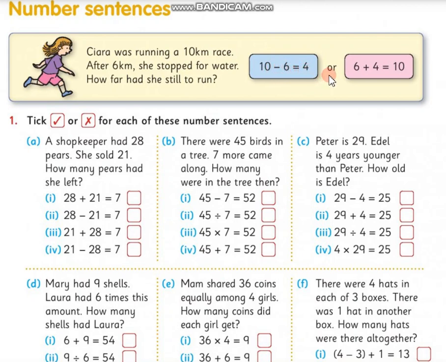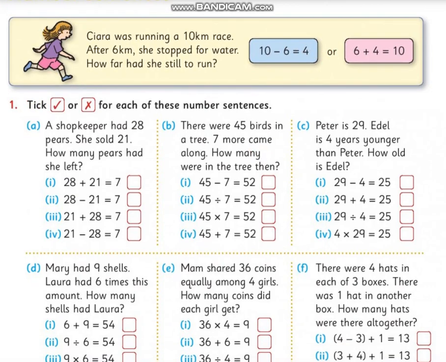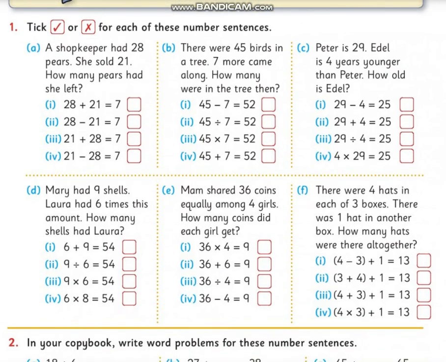Or alternatively, you could say 6 plus something equals 10. So it's the same information presented in a different number sentence. Okay, now look at these down here. They're asking you to tick which one is true and which one is false. So which ones are true and which ones are false?